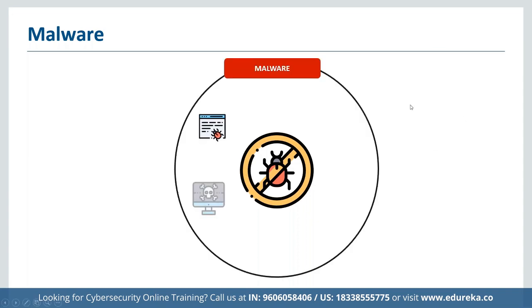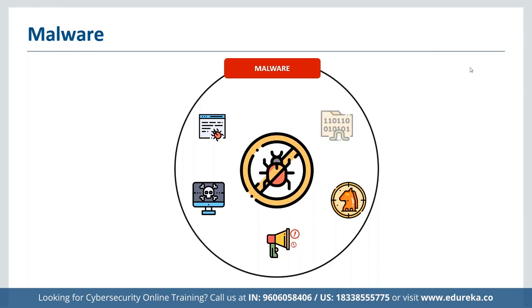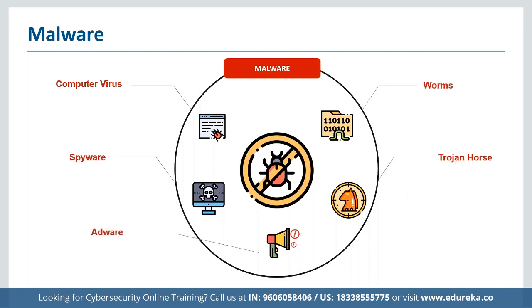Okay, so see, these are certain things they have come up with. Some key malware types: the computer virus, spyware, adware, Trojan horse, and worms. So these are the different kinds of malware. It can be a virus, it can also be a worm, which we already spoke about. It can be spyware.